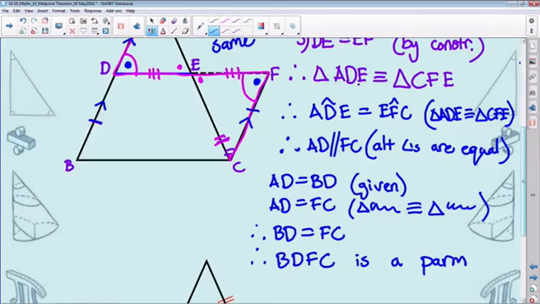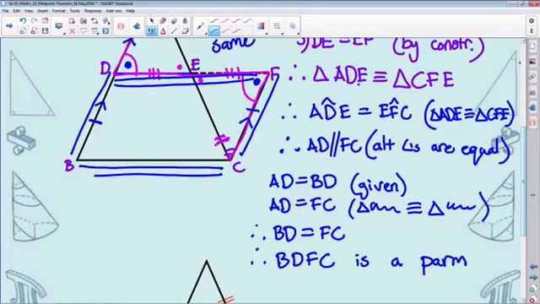Okay, so if DB has the same length as FC, it means that DF has the same length as BC. And we know that the midpoint of DF is E. Why do we know that? Because I drew it. So I knew from construction. So if I have divided it in half by E, we know that BC will equal 2 times the length of DE.